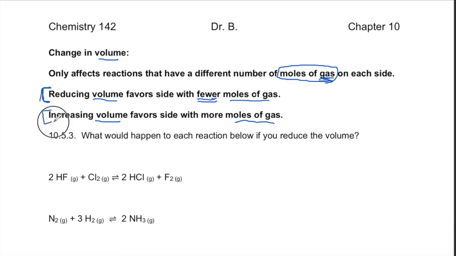If on the other side you move into a larger space, a larger apartment, then what do you usually do? You usually go out and buy more stuff. So you're going to fill the space with more stuff. If you have more space, you'll get more stuff. So you're going to shift towards the side with more moles of gas.